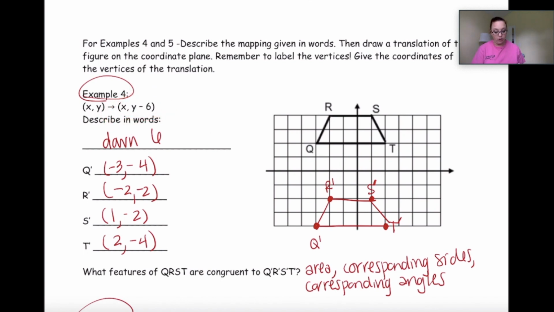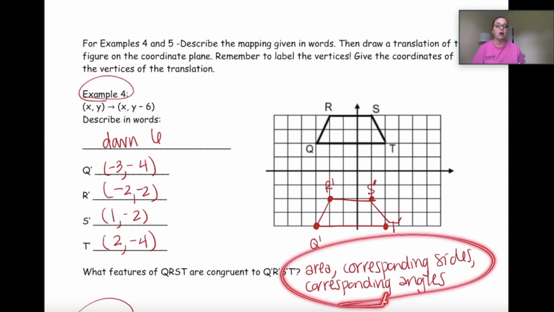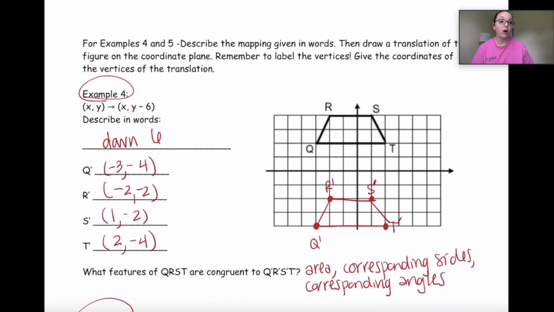The features that are congruent, so they have the same area. Corresponding sides means side QR and side Q prime R prime, they would be corresponding sides. They're going to be congruent. QT and Q prime T prime, those are corresponding sides. They're congruent. Corresponding angles. Angle Q and angle Q prime are corresponding angles. T and T prime, those two angles would be considered corresponding angles. So sets of corresponding sides and sets of corresponding angles are going to be congruent along with the area of the pre-image and the image.